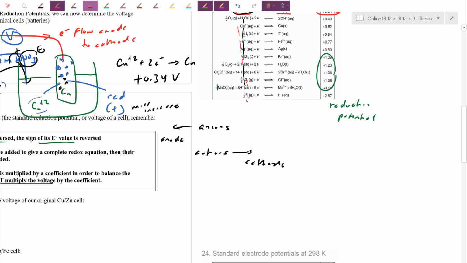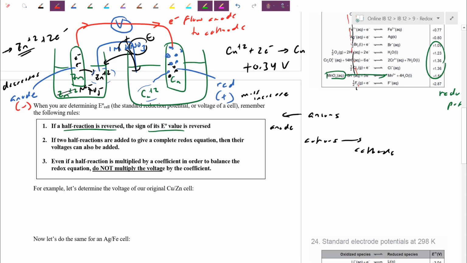But going from left to right, how much better than H plus is it? Well, it's positive 1.51, positive 1.36. That's positive. But what about going in reverse? What if I wanted the oxidation? If I undo it, if I would have gained positive 1.51 volts, I would have flipped the sign. I would have been negative 1.51 volts going the opposite way. So be careful of that when you're dealing with the half reactions.